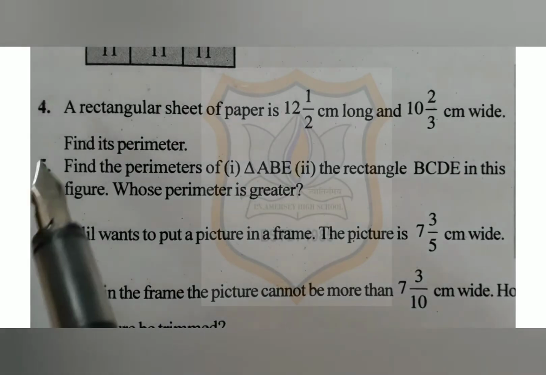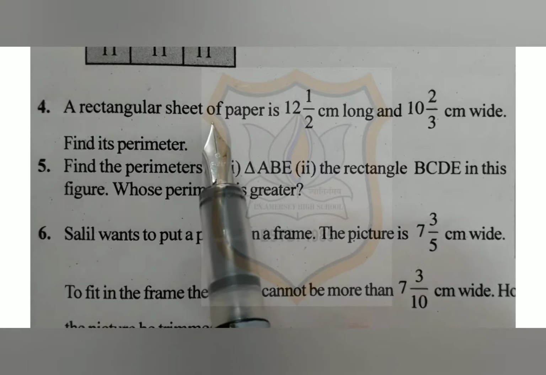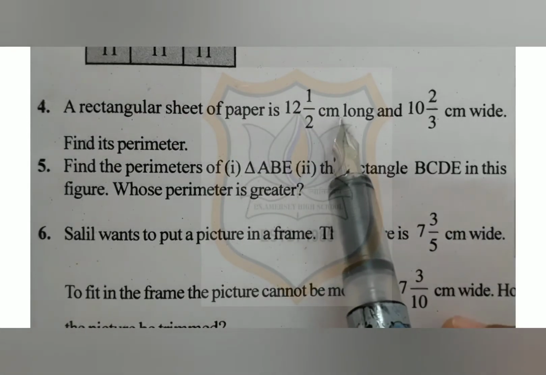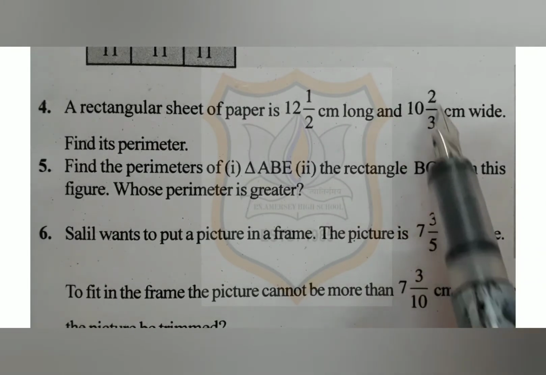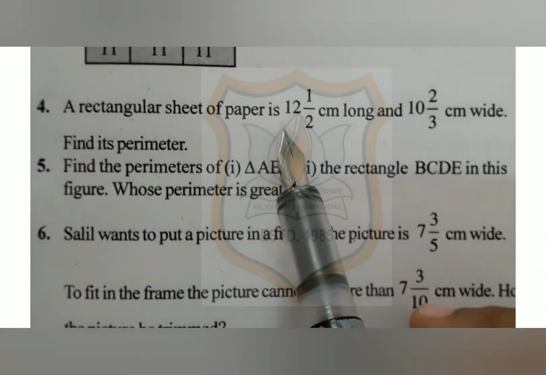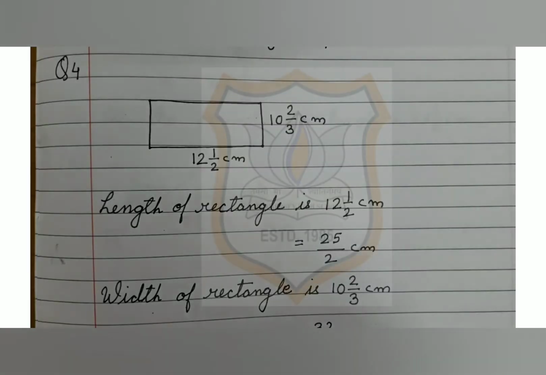Now question number 4 of exercise 2.1: a rectangular sheet of paper is 12 integer 1 upon 2 centimeter long and 10 integer 2 upon 3 centimeter wide. Find its perimeter. You have to find the perimeter of a rectangular sheet where its length and its width are given. Students, now we will calculate question number 4.